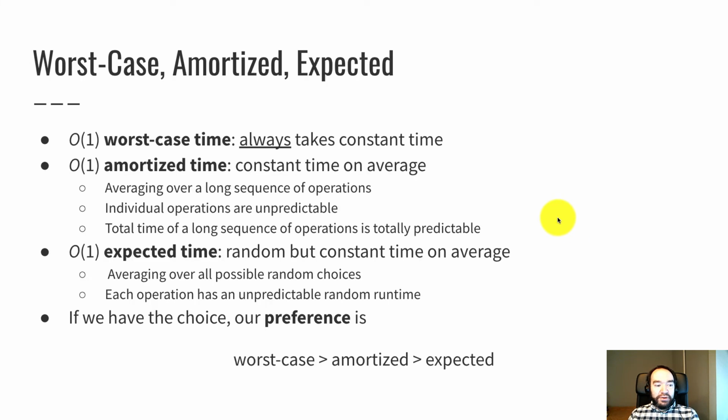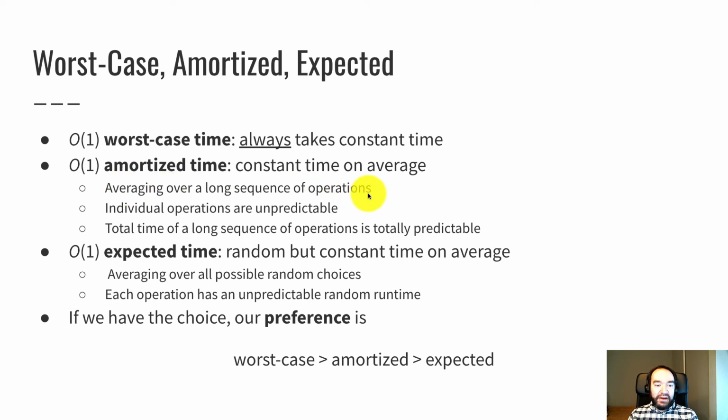So let's put together all three types of runtimes that we've seen and see how they compare to each other. So big O of 1 worst case time, if an operation takes constant worst case time, that means that it always takes constant time, no exceptions whatsoever. If an operation takes amortized constant time, that means it's constant time on average, and what we're averaging over is a long sequence of operations.